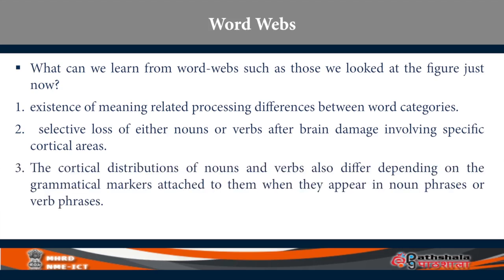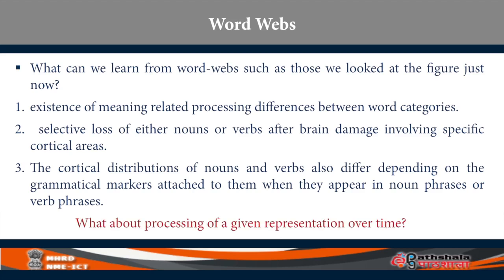The cortical distribution of nouns and verbs also depends, of course, on context, because we don't talk in nouns or verbs in isolation. So we have to engage with noun phrases or verb phrases. We talk in sentences and much larger units. So interestingly, neurolinguistic research in recent times has shown that the cortical distribution of nouns and verbs differs depending upon the grammatical markers attached to them when they appear in a noun phrase or a verb phrase.